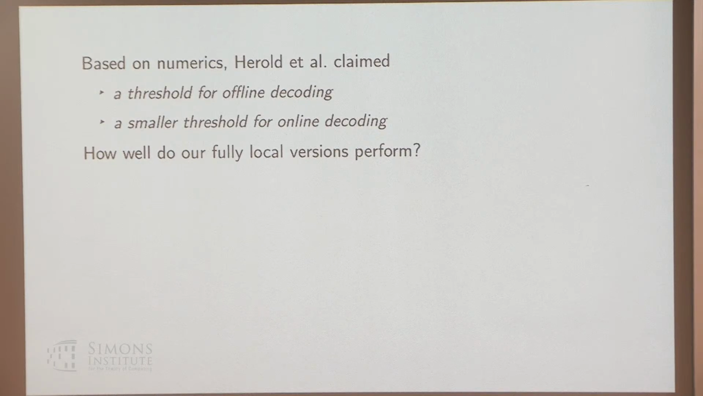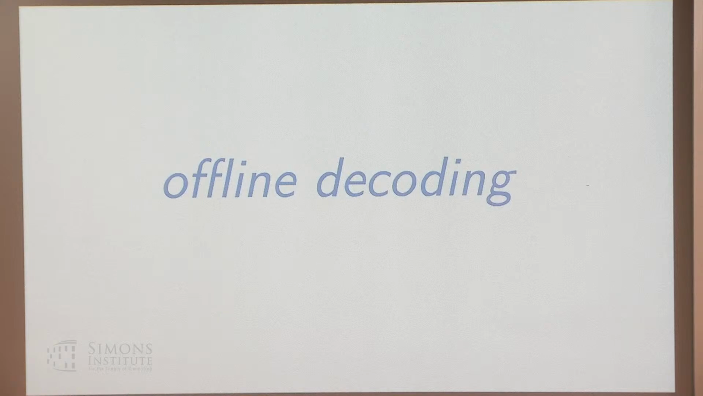As a recap, Harrow et al., when they studied these 3-dimensional systems with divergent communication speed, found a threshold for offline decoding and also a threshold, albeit a smaller one, for the online decoding problem. So let's now ask how well these local finite speed versions work. Let's first talk about the offline decoding problem, the easier one.